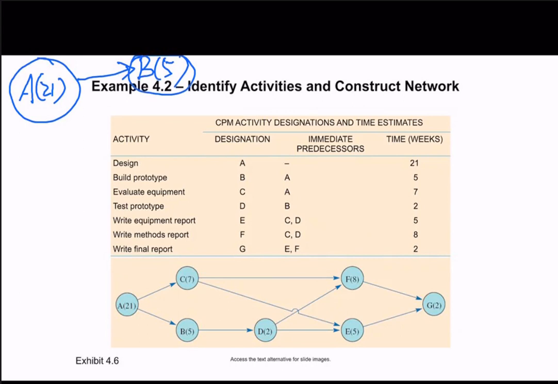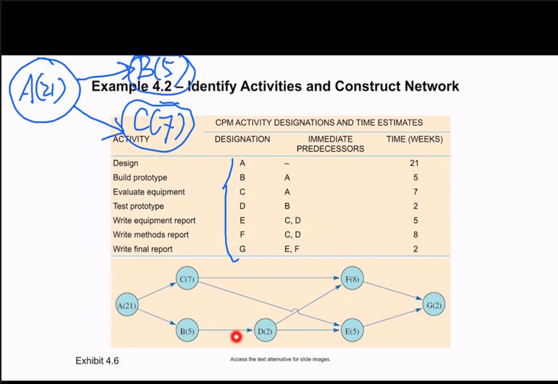For C here, it takes 7 weeks, and we still use a circle and an arrow, because for C the formal activity is still the design, so we have the design over there, and so on. And after you go across all of the activities, you will be able to have the figures over there. So D takes 2, and the formal activity for D is B, so the B here is the arrow.